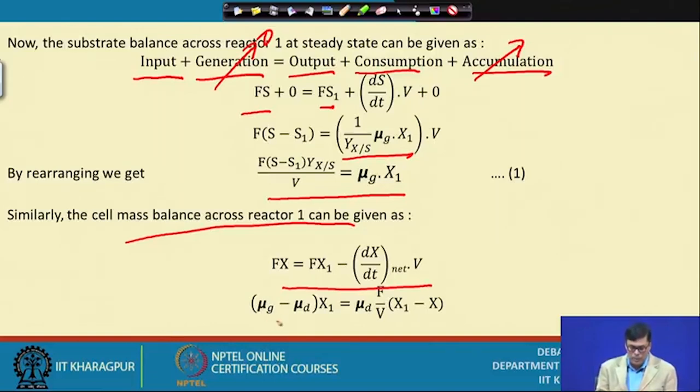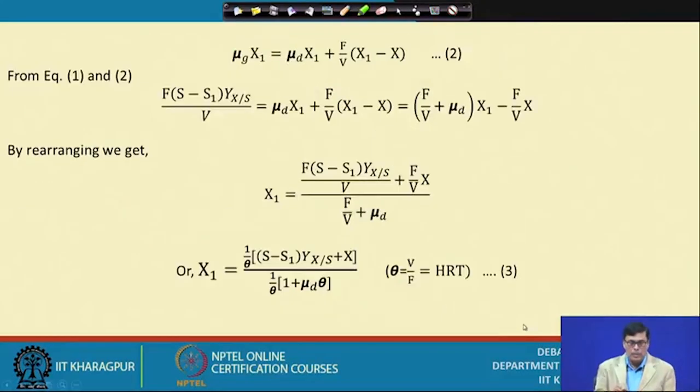So this, what is the net growth of the cells? It is mu z minus mu d. The mu z is the growth of the cell, mu d is the death of the cells, into x 1. This is equal to this. Now, this equation we can write in this form.